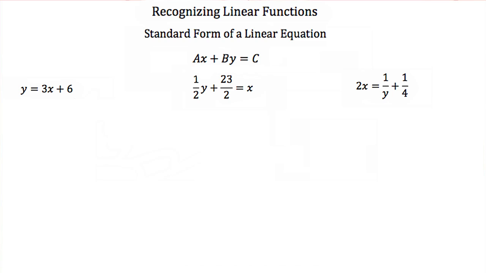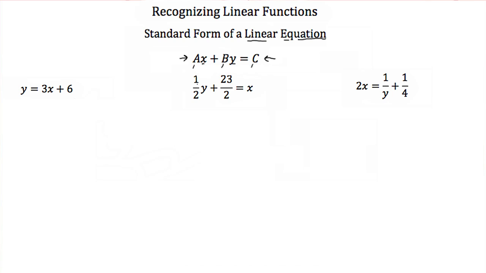Now say you're not given any ordered pairs or any graphs, you're just given an equation, and we want to find out if this equation represents a linear function. If an equation does represent a linear function, we call it a linear equation. Now if an equation is linear, it can be reorganized into what we call the standard form of a linear equation, which is just this equation right here. Now in this equation we have our typical x's and y's, and our a, b, and c are just constants.